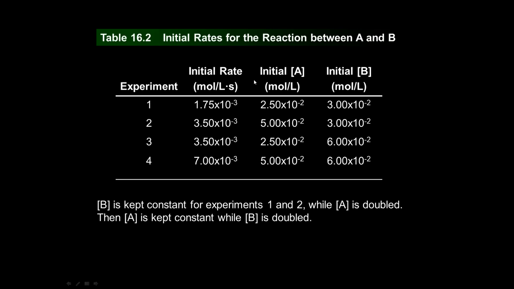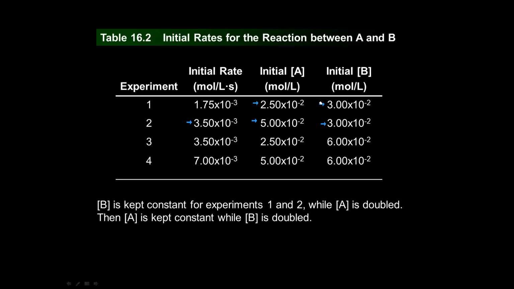So this is just an initial rates table. In experiment 1, we have 2.5 times 10 to the negative second moles of A and 3 times 10 to the negative second moles of B. We have an initial rate, what is that, 1.75 times 10 to the negative third moles per liter second. So not terribly fast compared to everything else. We'll keep these two constant, while between them we double A, and then we look at what happened to the initial rate there.